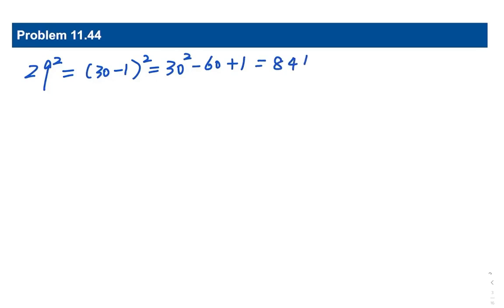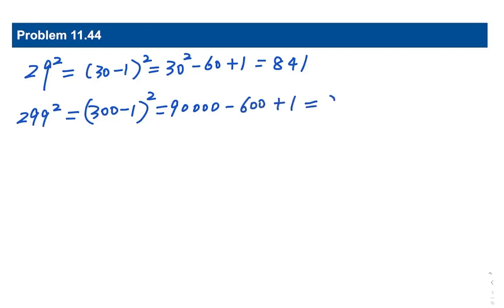Evaluate 29 squared. This is 30 minus 1 squared: 30 squared minus 60 plus 1, which is 841. 299 squared is 300 minus 1 squared: 90,000 minus 600 plus 1, which is 89,401.